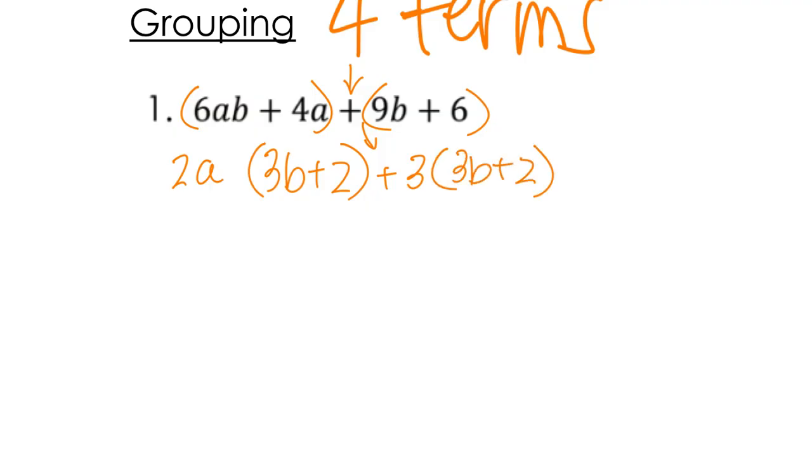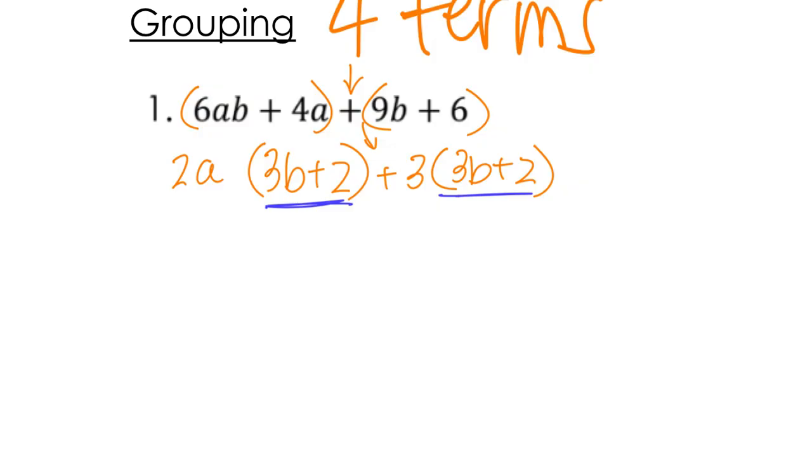Okay, one of the reasons I like grouping so much is that it checks while you're working. There's a check. What is the check? The parentheses have to match. So if I have a 3B plus 2 in the first parentheses, I have to have a 3B plus 2 in the second parentheses. If I don't, I've done something wrong.